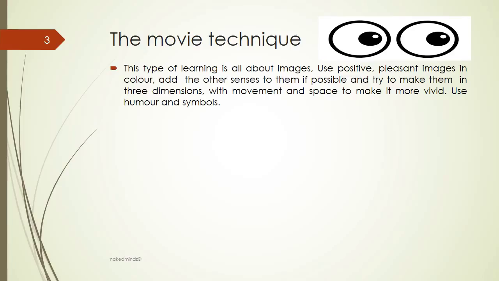The movie technique is a type of learning which is all about using images. Use positive, pleasant images in your color that you like and add the other senses to them if possible. And try to make them three-dimensional with movement and space to make it more vivid. Use humor and symbols as well.